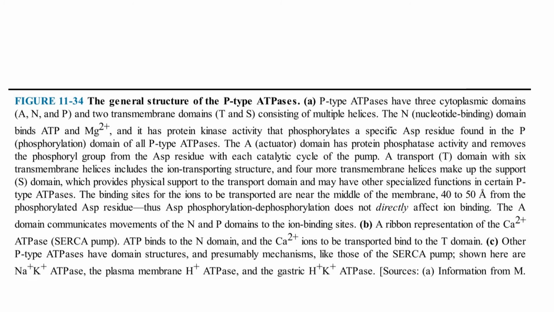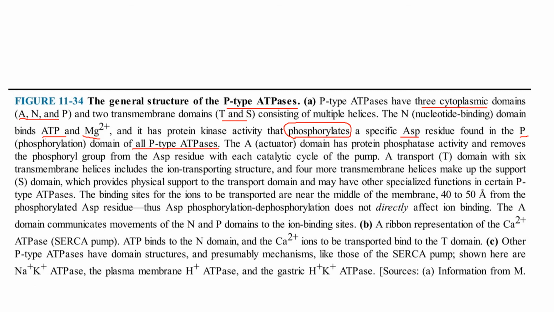Figure 11-34, the general structure of the P-type ATPases. P-type ATPases have three cytoplasmic domains, A, N, and P, and two transmembrane domains, T and S, consisting of multiple helices. The N nucleotide binding domain binds ATP and magnesium, and it has protein kinase activity that phosphorylates a specific aspartate residue found in the P phosphorylation domain of all P-type ATPases.